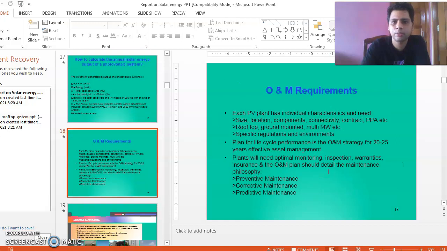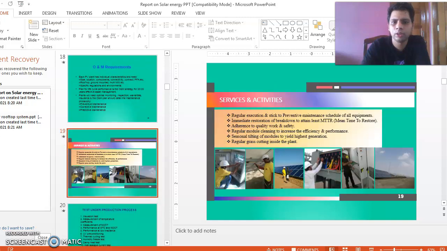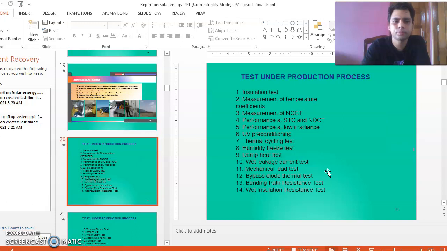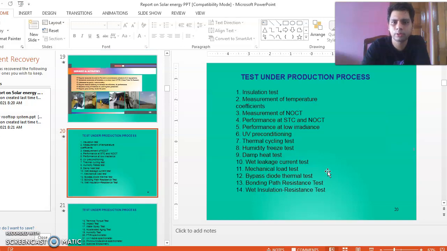Operation and maintenance has three important parameters: preventive, corrective and predictive. Here you are seeing in the picture people doing the operation and maintenance work before the commissioning and after the commissioning work. Test under production process.